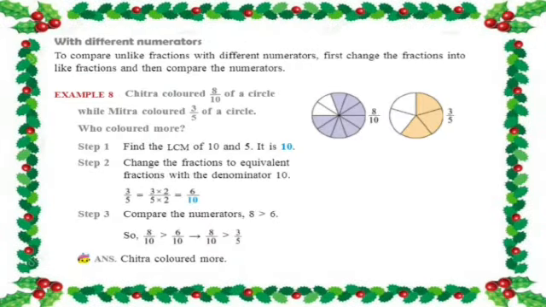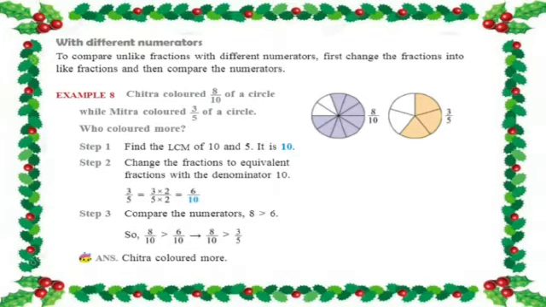Next, we will compare unlike fractions with different numerators. Let us see an example. Chitra colored 8 by 10 of a circle while Mitra colored 3 by 5 of a circle. Who colored more? To compare unlike fractions with different numerators, first we should change the fractions into like fractions and then compare the numerators. Like fractions means you already know it is same denominator.